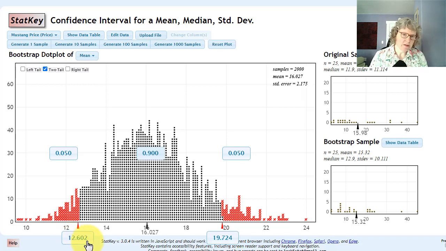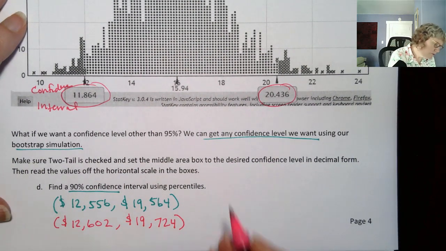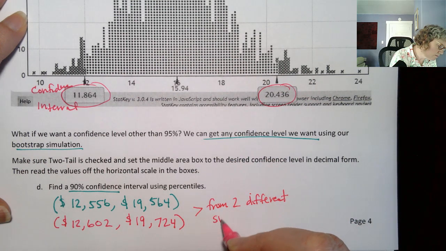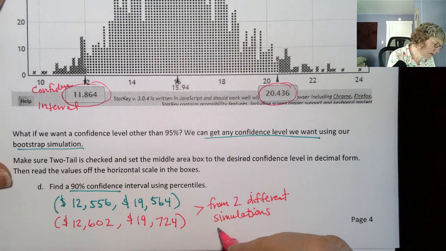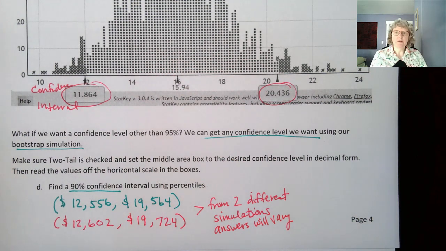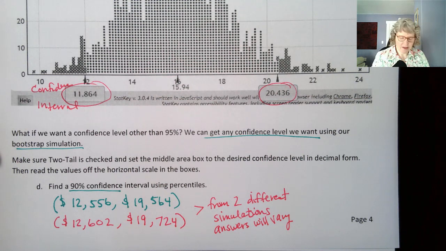So this time I got 12,602 to 19,724. Okay, so I'm going to write that one down. 12,602 up to 19,724. Okay, so these are from two different simulations. So we are expected to get different answers. So answers will vary. They're always varying around that same initial X bar, right? That's not changing.